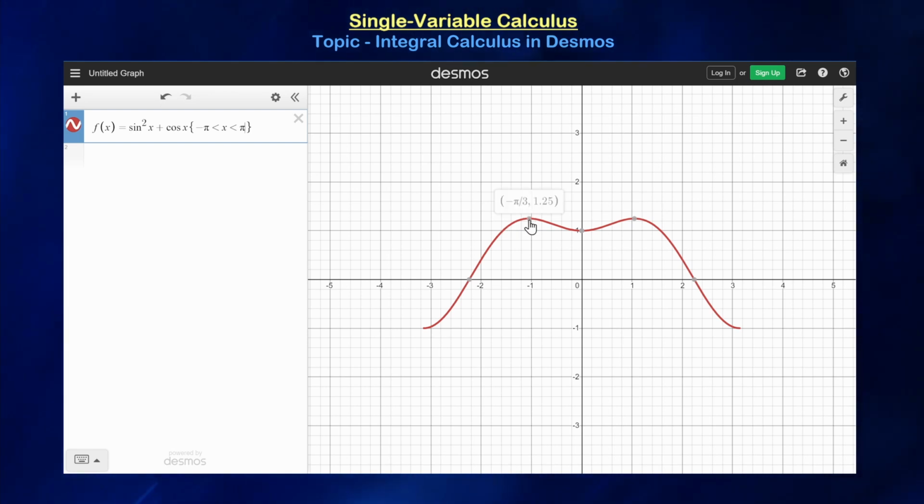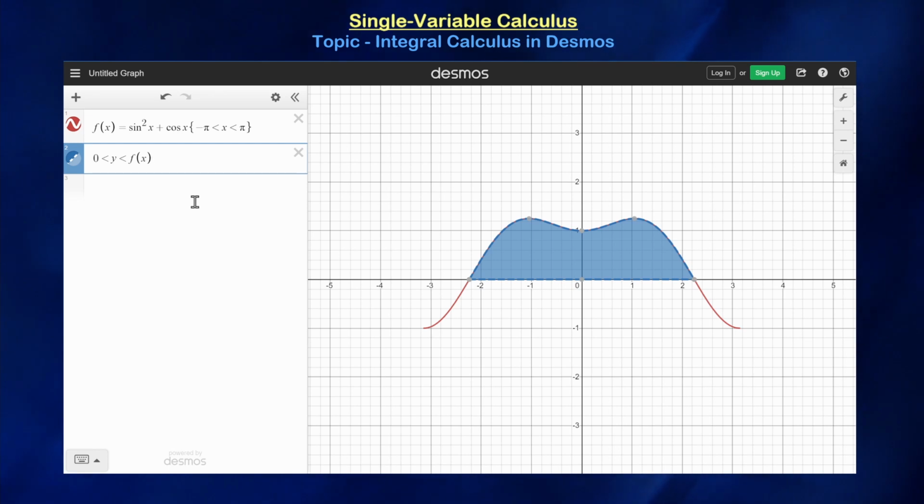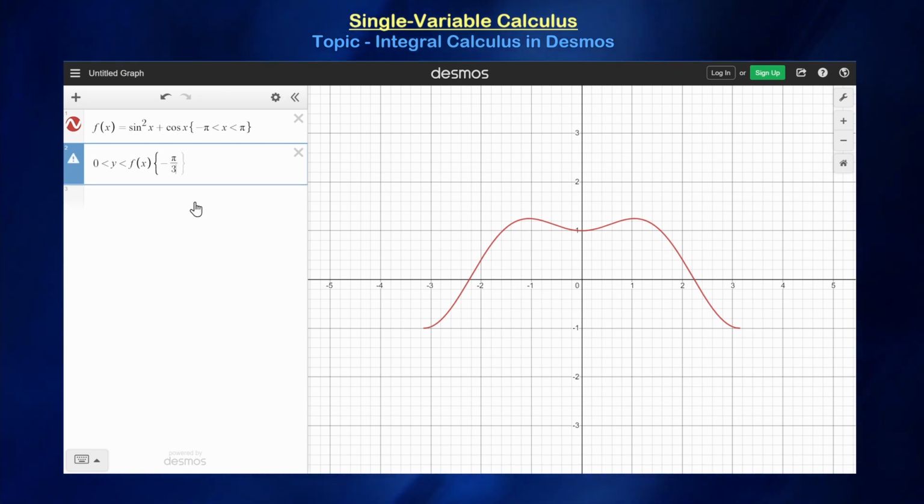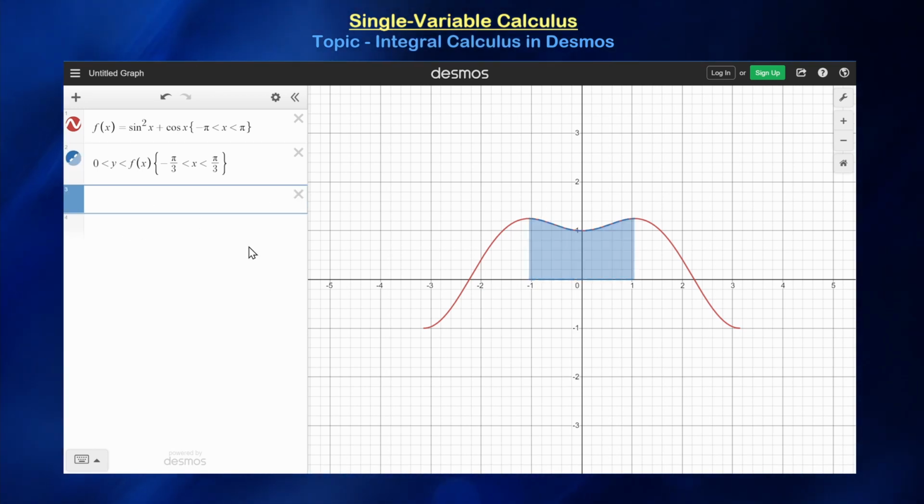So the problem that we were interested in is finding the area under the curve of f from minus pi over 3 to pi over 3. You can easily sketch that region as the shaded region in Desmos. You can do 0 less than y less than our function, and then specify the interval for which you're interested in calculating. For example, we wanted x from minus pi over 3 to pi over 3. So we want the shaded area of this blue region shown in this diagram.